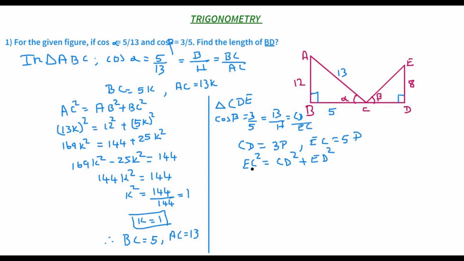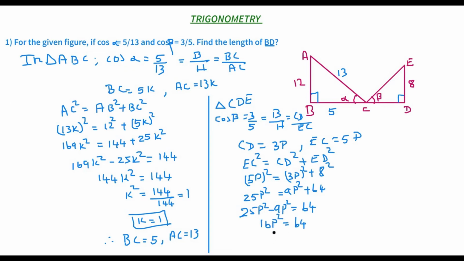So now what is EC? We have (5P)² equals, what is our CD? (3P)² plus 8². So (5P)² is 25P² equals 9P² plus 64. Let me bring everything to the same side. 25P² minus 9P² equals 64. So 25 minus 9 is 16, so 16P² equals 64. So P² equals 64 by 16. So what do we get? Right, we get P² equals 4. So P equals 2.